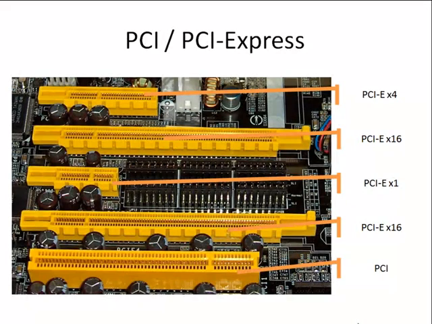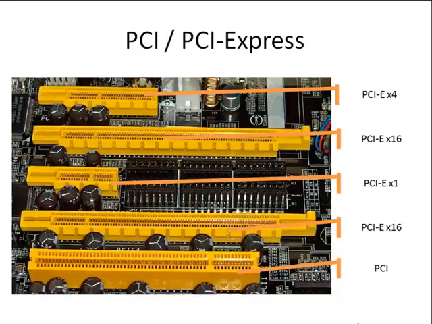PCI and PCI Express slots are shown here in this close-up from a motherboard. We can see that some motherboards have a range of different sockets. This motherboard has two PCI Express X16 slots. These would normally be for graphics cards, and this is presumably a motherboard designed to support two graphics cards that may be interconnected to get very high graphical performance.